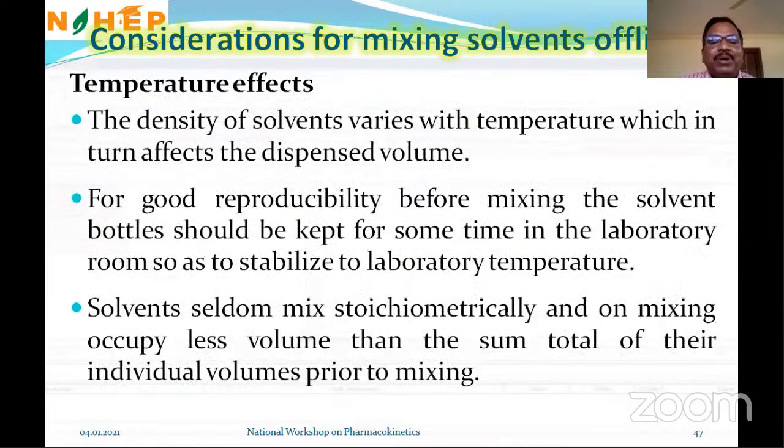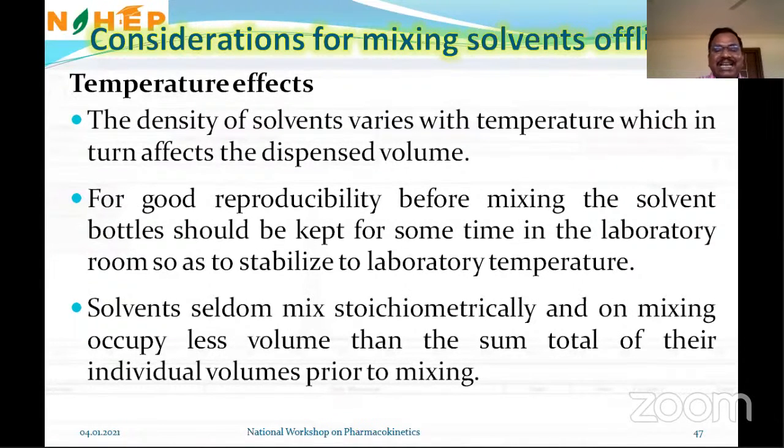Then come to the temperature effects. The density of the solvents varies with the temperature, which in turn affects the dispensed volume. For good reproducibility, before mixing the solvents, the solvent bottles should be kept for some time in the laboratory room so as to stabilize to the laboratory temperature.